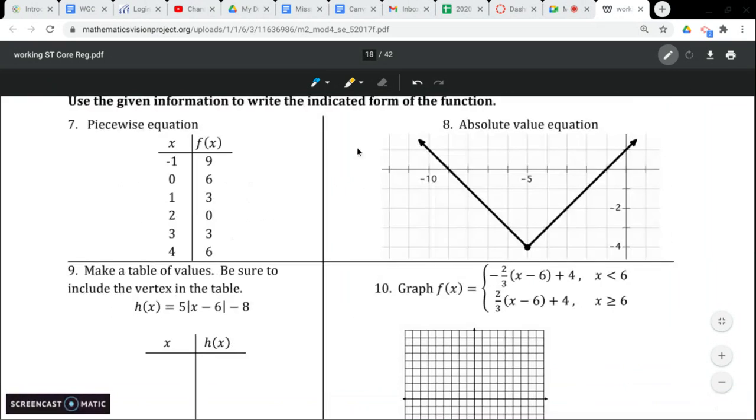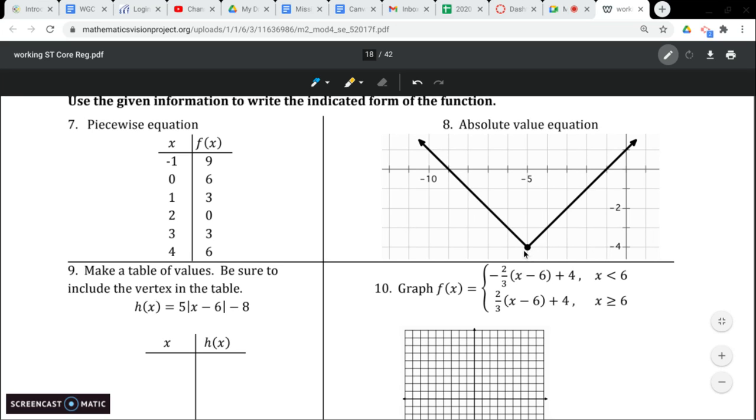Like I was saying, we're going to use the given information to write the indicated form of the function. So we are going to look at number 8. Here we have the absolute value equation. We've got the graph of it, and we want to give the absolute value equation. So we have to figure out what our vertex is. We're here at negative 5 and down at negative 4.